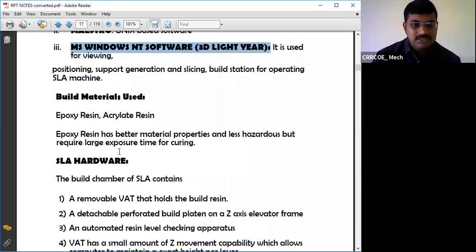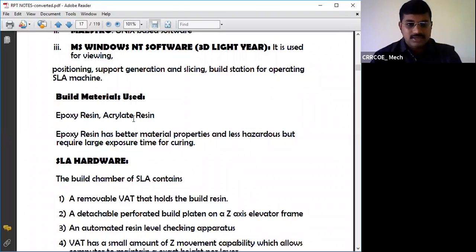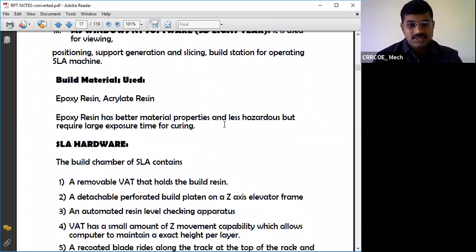Build materials used. For product building, build here does not mean a constructive building, so here it is product build materials. That is epoxy resin, acrylate resin. Epoxy resin has better mechanical properties, is less hazardous, and requires a large exposure time for curing.